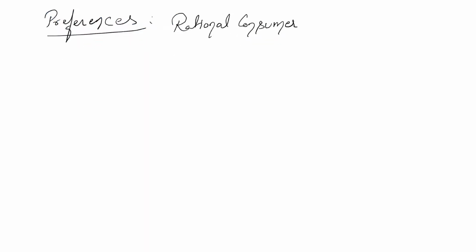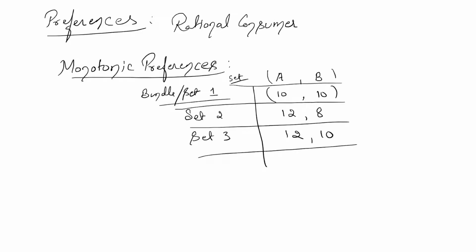Preferences. In economics, we consider the consumer to be a rational person who knows what she or he wants. In monotonic preferences, there must be at least two sets from which the consumer must choose. In monotonic preference, the consumer chooses the set which has more of one good and not less of the other.